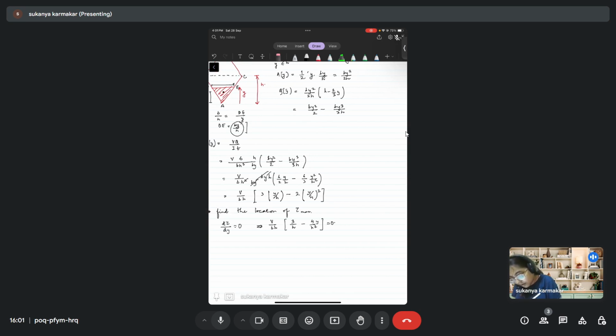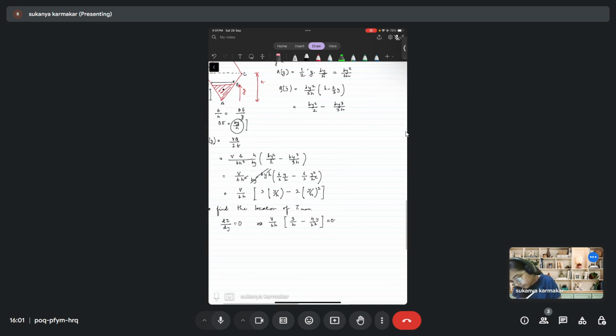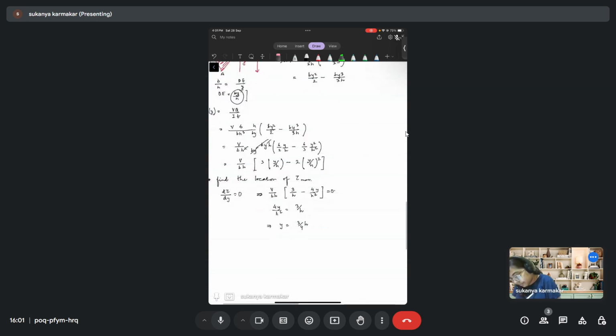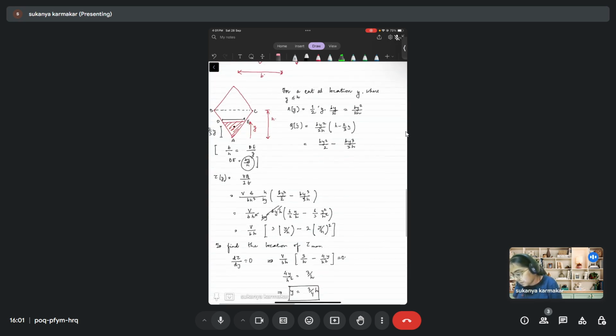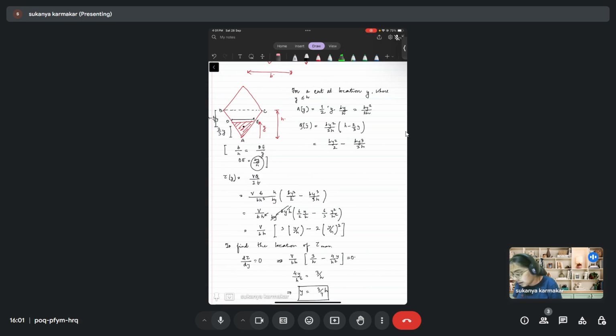So from here we get that 4y by h squared is equal to 3h, or in other words, y is equal to 3 by 4h, or from the neutral axis at a distance of 1 by 4th h, you get the maximum value of shear stress.